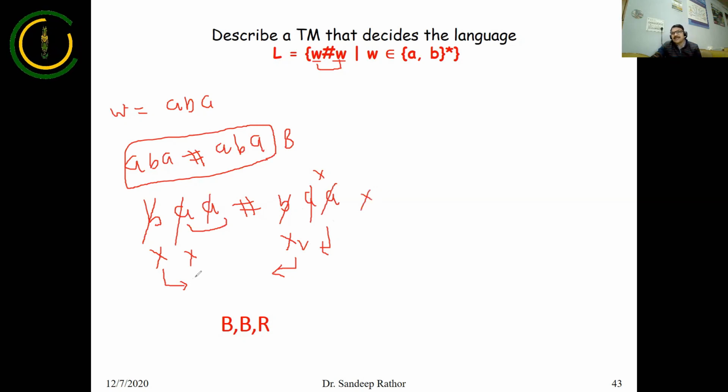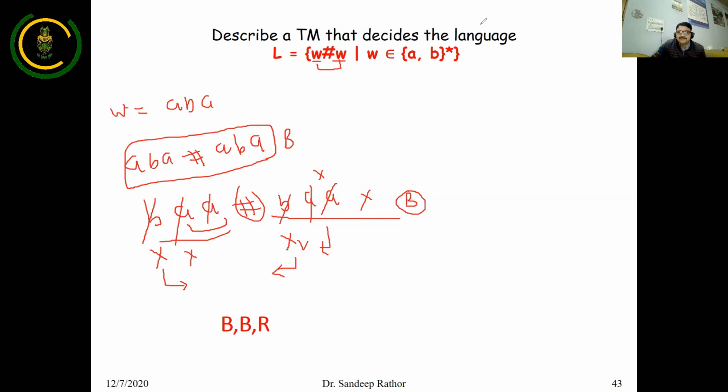In the end, X is followed directly by the separator. That means the left part is completely traversed, and after the hash you will find X. That means all the symbols on the right hand side of the hash are traversed. Then you find the blank sign. That means you are at the end of the string, and you should reach the final state. This may be one solution to construct the Turing machine for the language L equals W hash W.